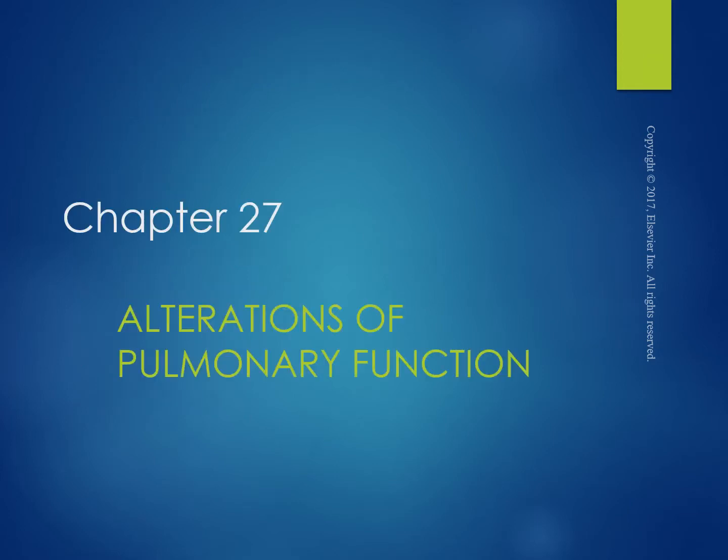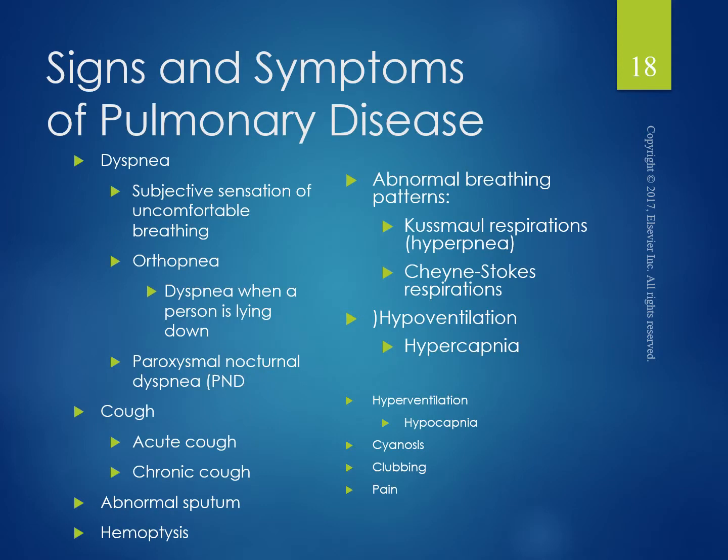Now we're going to talk about chapter 27, alterations in pulmonary function. So we can have signs and symptoms of pulmonary disease, such as dyspnea, which is a subjective sensation of uncomfortable breathing; orthopnea, dyspnea when a person is lying down; paroxysmal nocturnal dyspnea; coughing, which could be acute or chronic; abnormal sputum, which can be all different colors; hemoptysis, which is blood; abnormal breathing patterns such as Kussmaul breathing; hypoventilation; hypercapnia; cyanosis; clubbing; and pain.